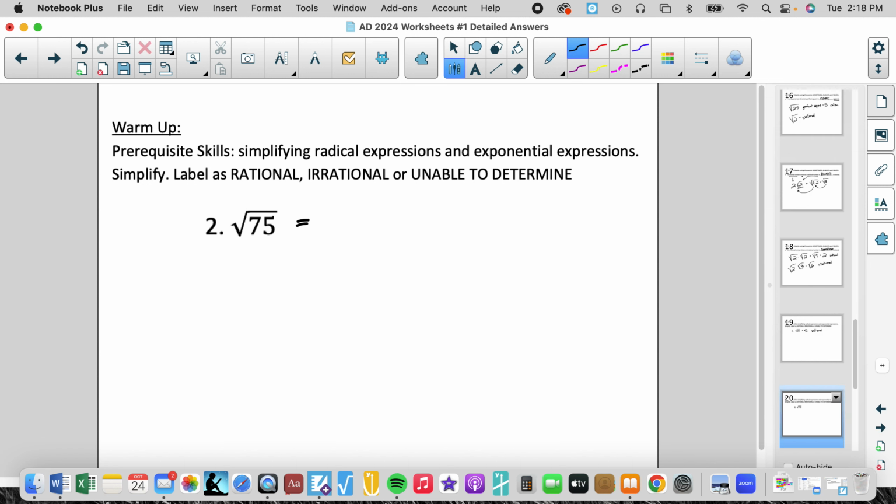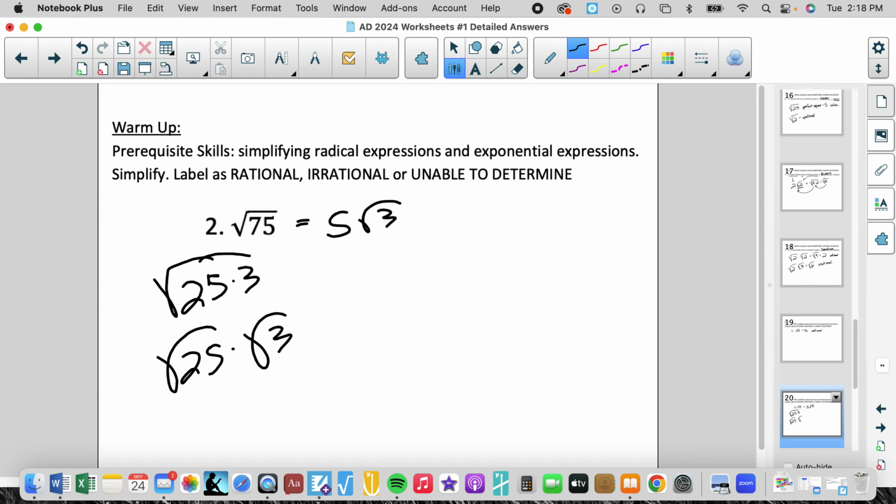This equals 5 rad 3. How do I know that so fast? Because I broke 75 into 25 times 3. And I'm going to take the 25 and put it under its own radical, and the 3 under its own radical. And rad 25 can be simplified, and this is going to be irrational.